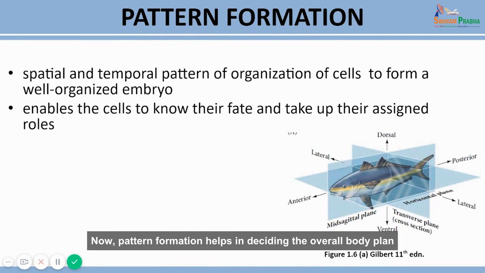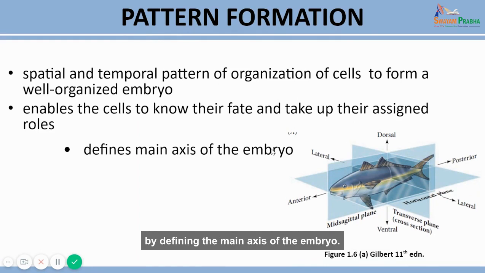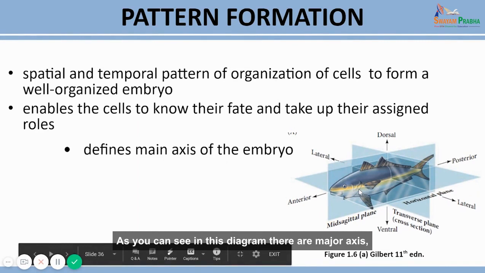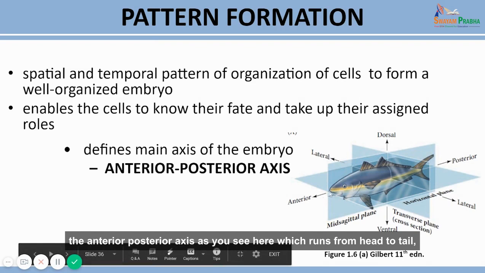Now, pattern formation helps in deciding the overall body plan by defining the main axis of the embryo. As you can see in this diagram, there are major axes. The anterior-posterior axis, as you see here, which runs from head to tail.